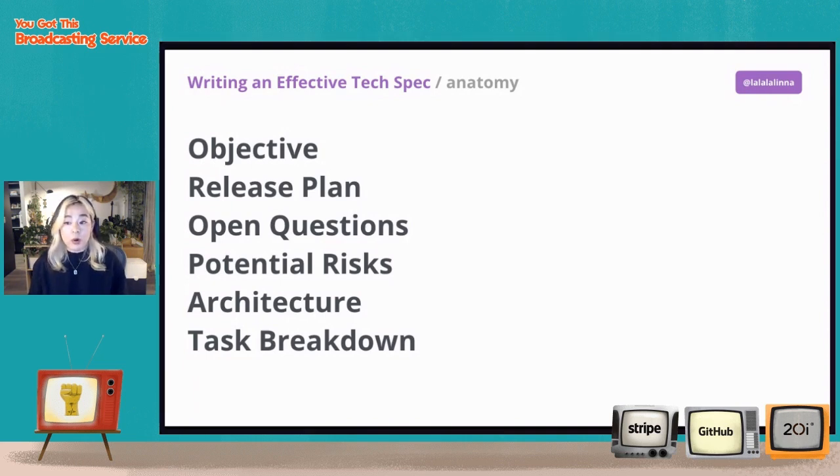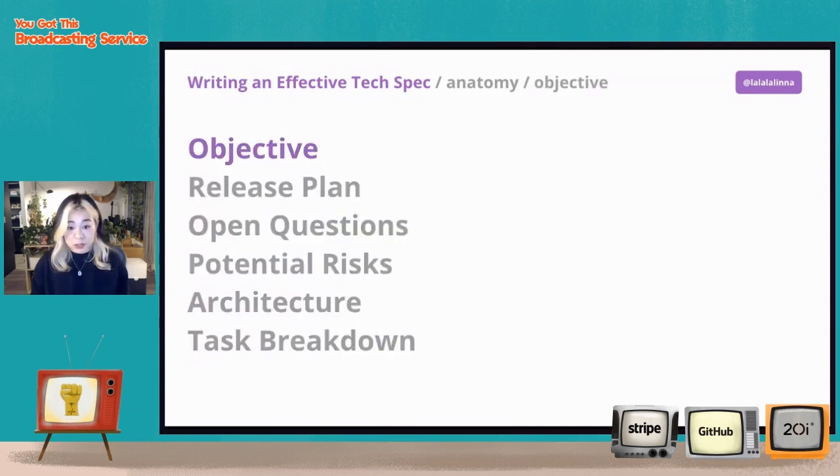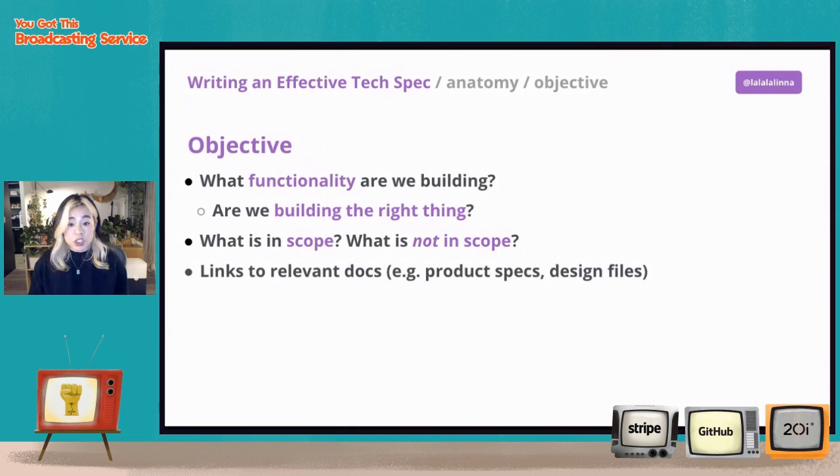But we will go over what is in each one of those sections in more detail. So we'll start off with the objective, which is essentially the introduction to your document that lets your readers know what we are building and why we are building it. And we don't necessarily have to rehash the product spec. Hopefully you'll have that linked somewhere so that they can read it in more detail, but we want this to be brief, like 2 to 3 sentences, just to prime our readers to understand what we're trying to do.